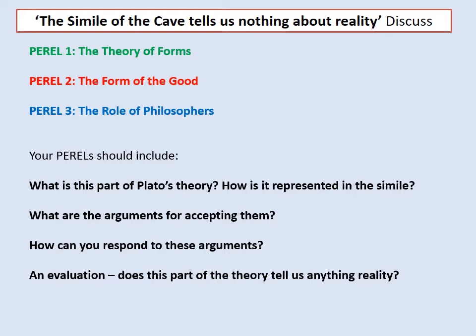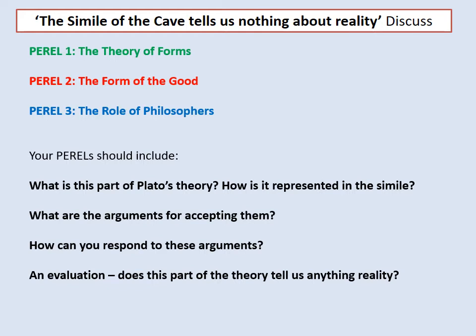So you'd have to talk about the shadows on the wall and the things carried by the people on the path representing the illusory or non-real nature of the world of appearances, and the things outside the cave representing the forms, the true reality of the forms. What are going to be your arguments for and against?